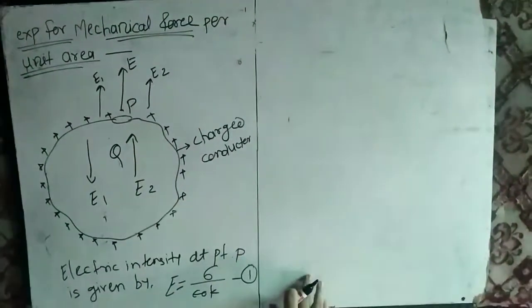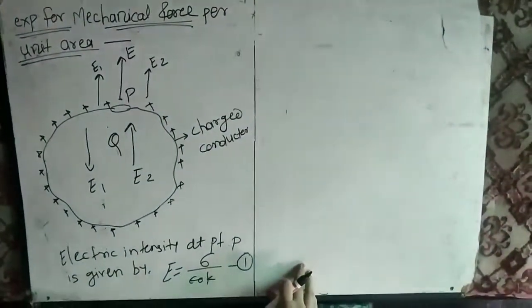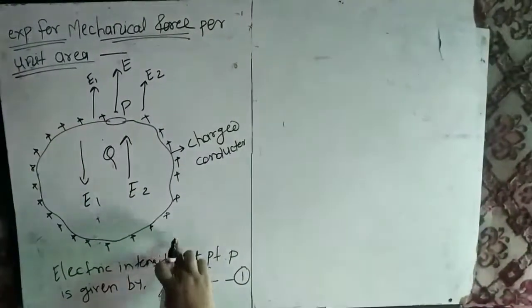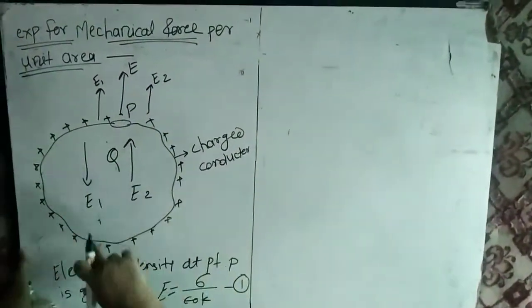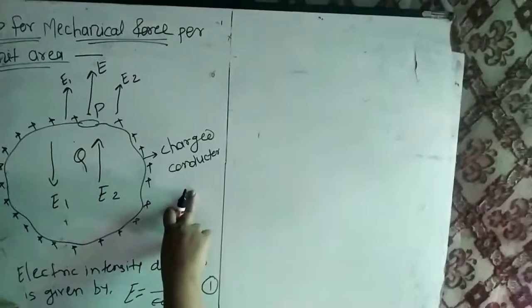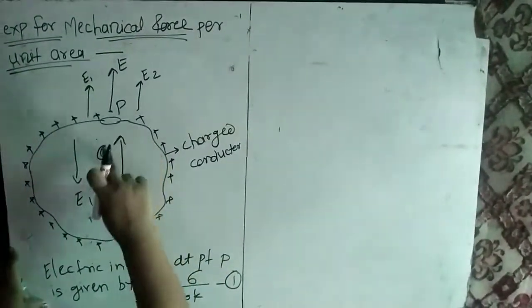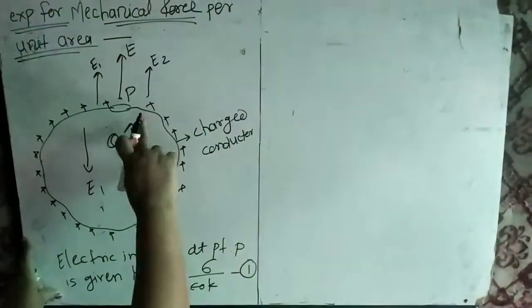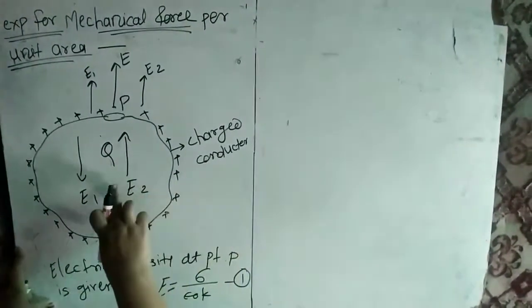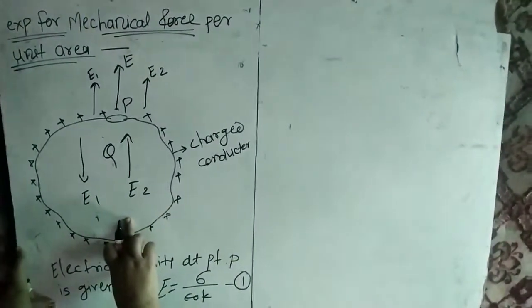Expression for the mechanical force per unit area. Okay, this is the figure. Consider a charged conductor, a positively charged conductor. There are two points, point P and point Q. Point P is outside the charged conductor and point Q is inside the charged conductor.